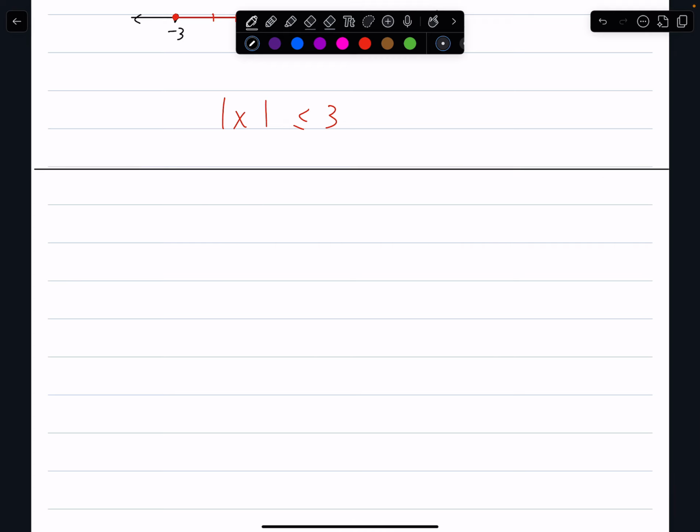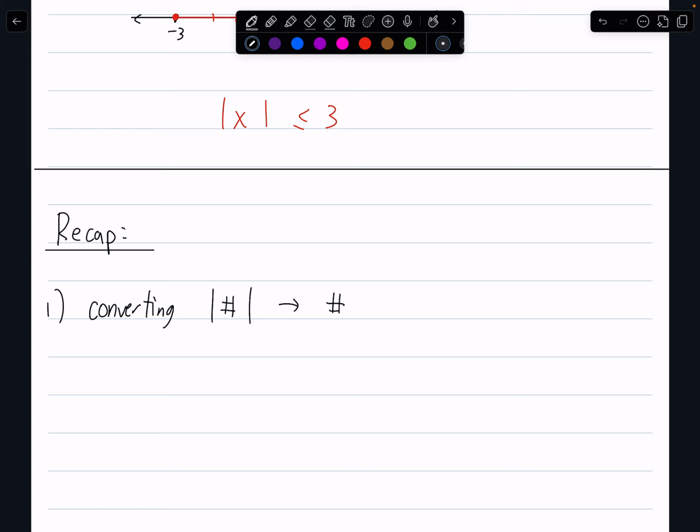The first thing, so this is the recap. Number 1, converting these numbers into the actual number, right? So converting it, if it's a negative, it automatically becomes positive. So everything becomes positive.